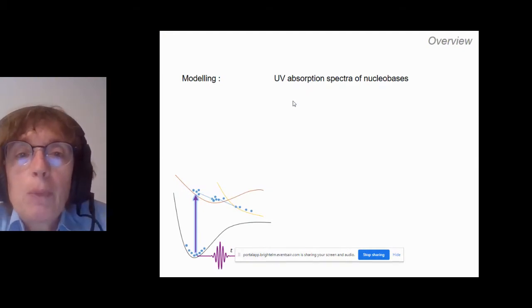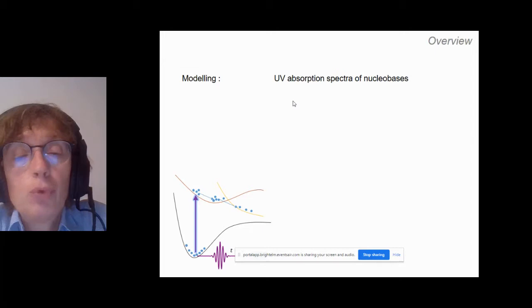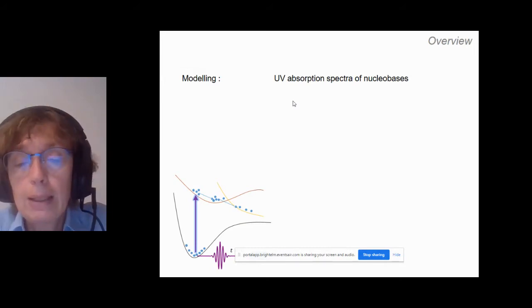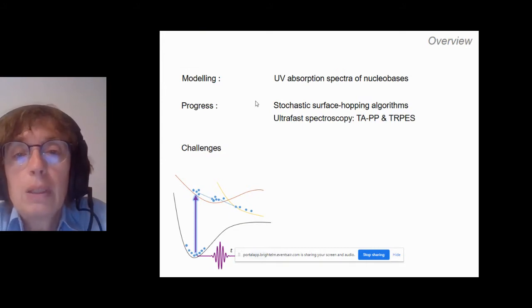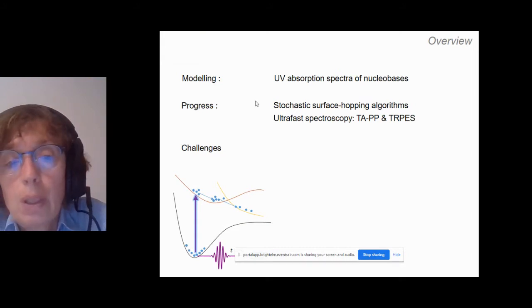Okay, so what I'm going to speak about today is modeling and monitoring of photochemical reactions. We start with assigning the UV absorption spectra of nucleobases or any other complex molecule in terms of diabatic electronic states. And the second part of the talk is to compare different dynamics approaches to excited state dynamics, comparing quantum and semi-classical surface hopping algorithms. And on top of this, what is the central focus of this talk, is the computation of ultrafast spectroscopy signals. Specifically, I'm going to show you how to compute the transient absorption pump probe signal and the time-resolved photoelectron spectroscopy signal. And the challenges will be on the way.